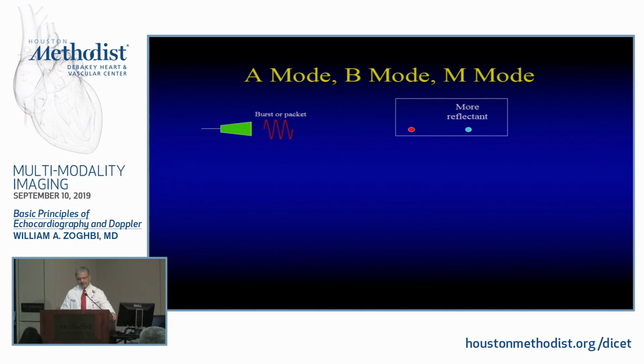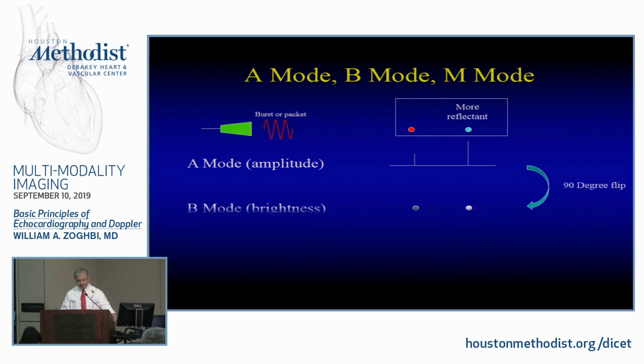So if I send a burst of a packet, we call it a packet of ultrasound, and I have two rods, if you will. One of them is much more reflectant than the other. I'm going to have a little higher density of that as reflected back. If I look at that amplitude, and kind of measure the amplitude of that, the one that is much more reflectant back to me is going to have a higher amplitude, and that's the A mode. I know you don't look at those anymore.